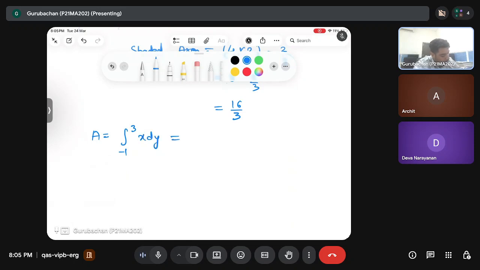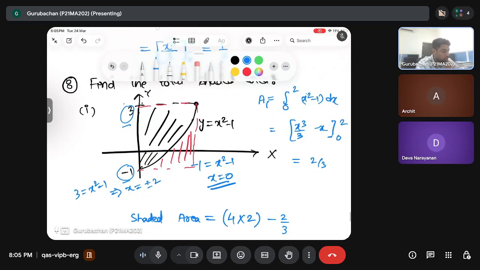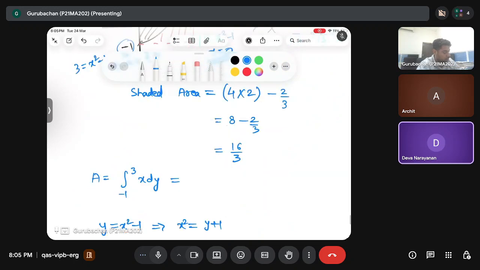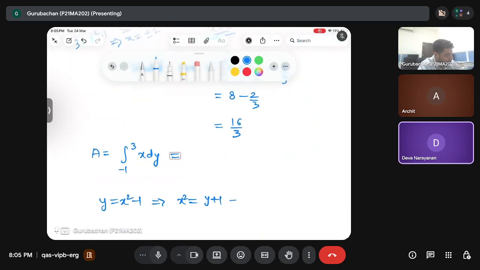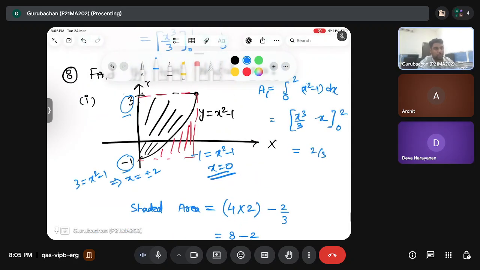Now what is the curve? y is equal to x square minus 1. So x square is equal to y plus 1. y plus 1 can be negative, y plus 1 can be positive, so you just need to observe that. So x is under root y plus 1. In this scenario, it is under root y plus 1, right?